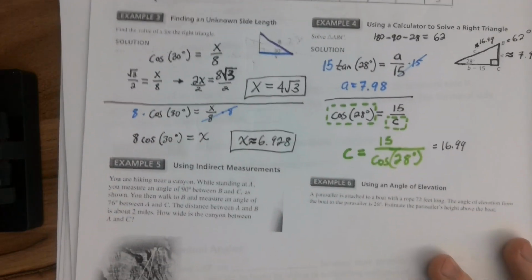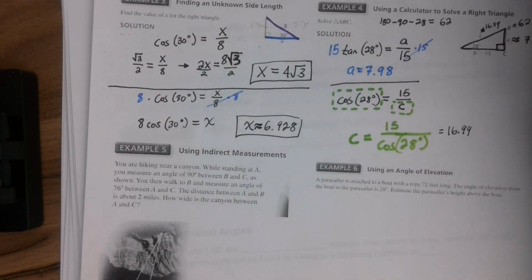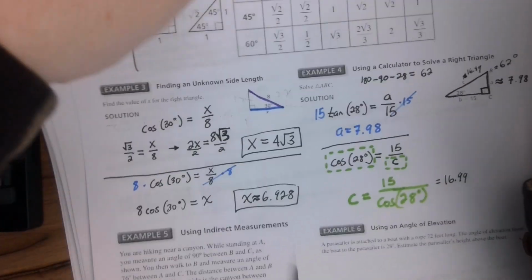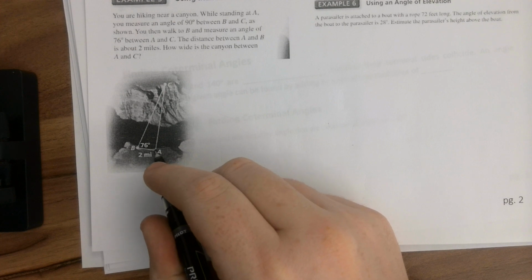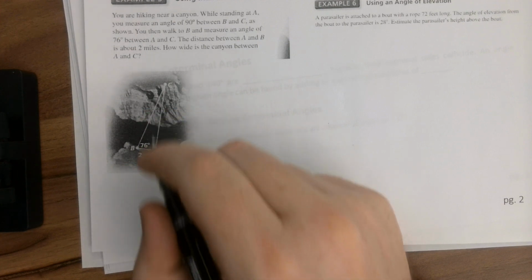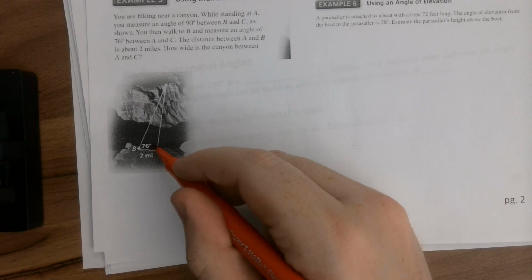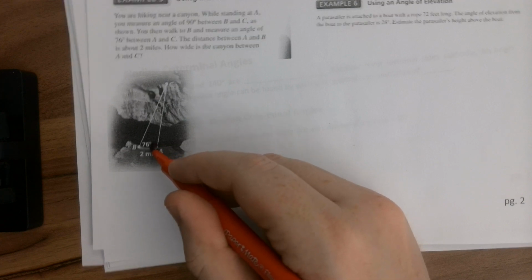Next up, we have these two word problems. And these will be the last ones we do for the notes today. So let's say we're hiking near a canyon. While standing at A, so we're standing right here, we measure an angle of 90 degrees between B and C as shown. It's not shown. It's really kind of hard to see, actually. There's a little right angle marking here. So angle A is a right angle.